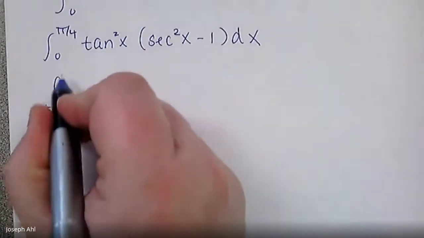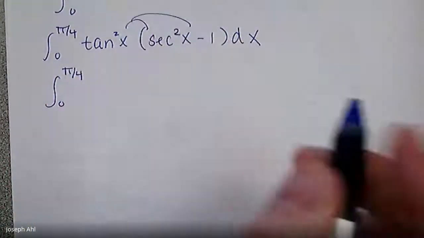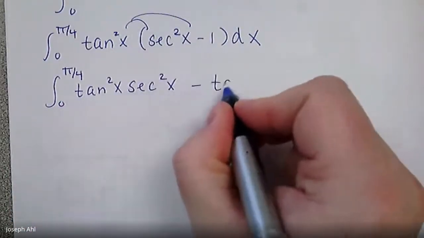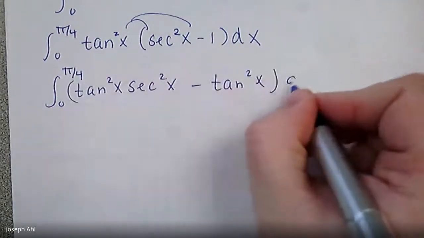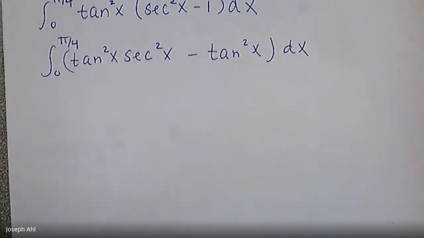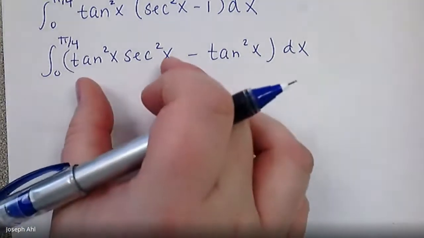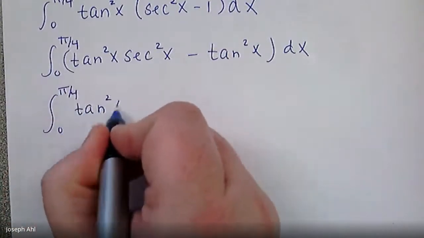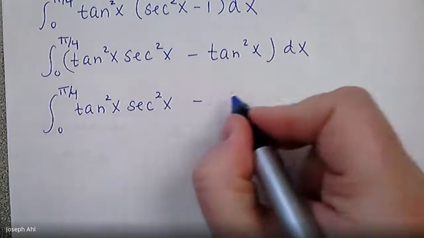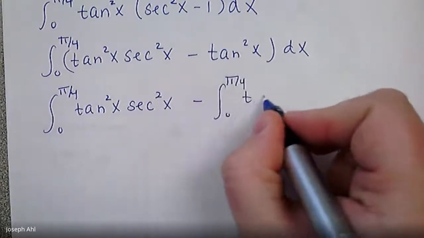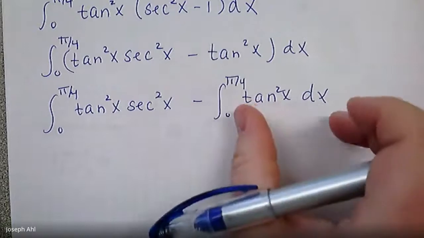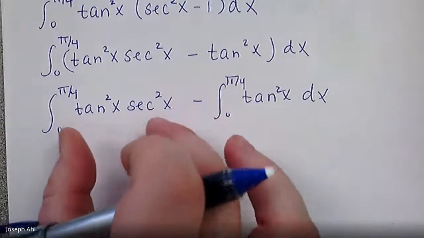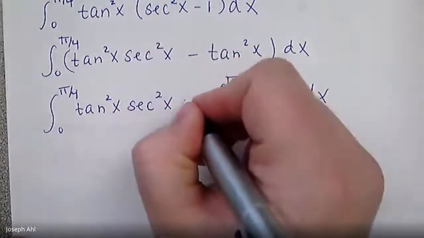So I'm going to write from 0 to pi over 4. One more step of distributing that tan squared across to get tan squared secant squared minus tan squared dx. Okay. The advantage to having it in this form is that I'm going to now separate this into two different integrals. One of tan squared secant squared, and the other with just minus the integral of tan squared. Now, the integral of tan squared we've actually done a few times. So if you remember the trick for that one, that won't be so bad.